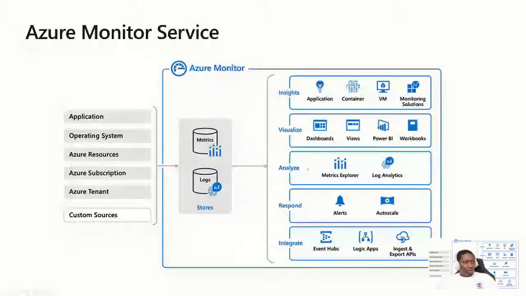For the analysis, you can have Metric Explorer and Log Analytics, and to be able to be alerted if you have some problem, you want to leverage the scalability capabilities of Azure. You can use alerts, autoscale, and of course you can integrate streaming solutions like Event Hubs, automation, things like Logic Apps, and of course you can ingest and export with APIs.